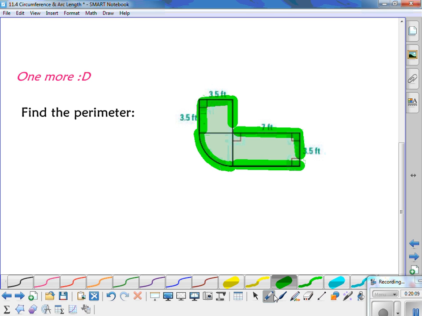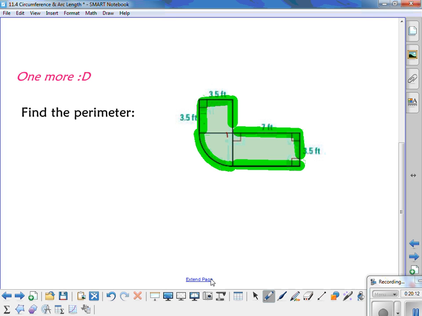Well, I know that this is also a right angle, which means this is 90 degrees, which means this arc is 90 degrees. And so out of 360, 90 is just a fourth of it. So that is going to equal 1/4 of the circumference of a circle. So that part, we got 1/4 times the circumference, which is 2 pi times 3.5.